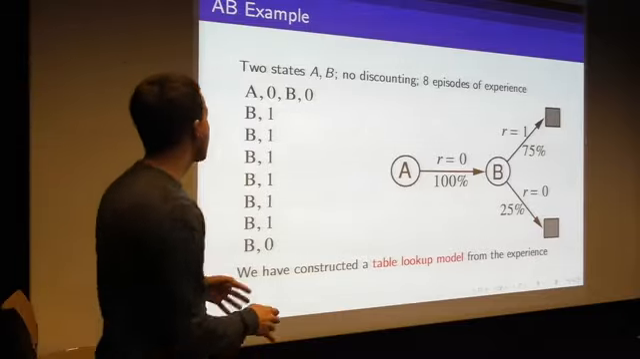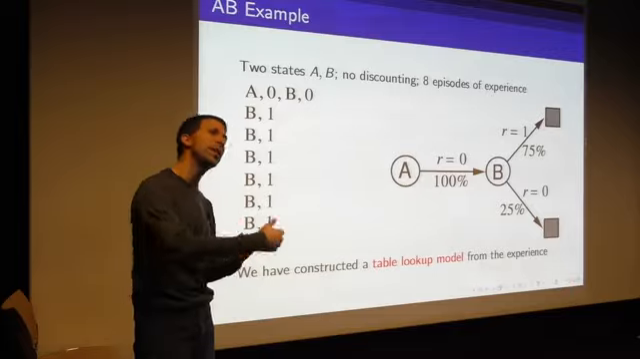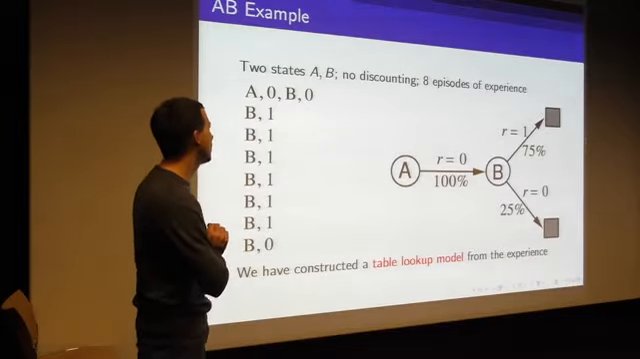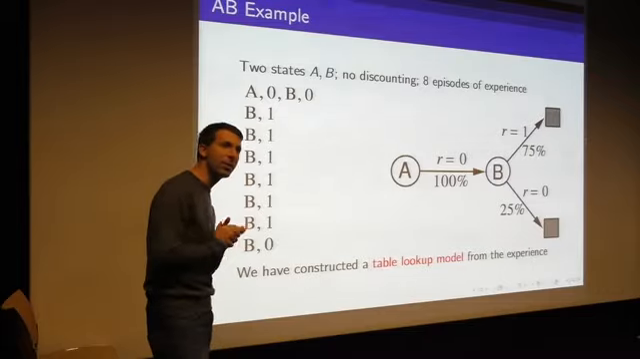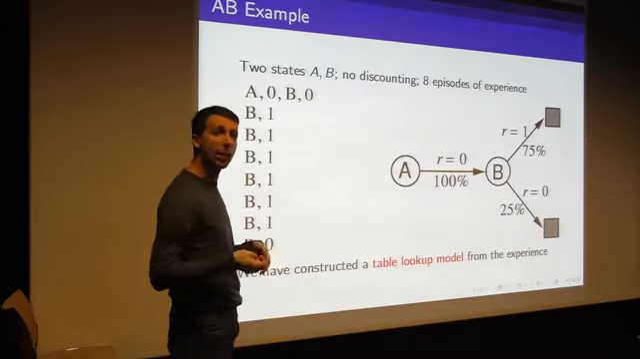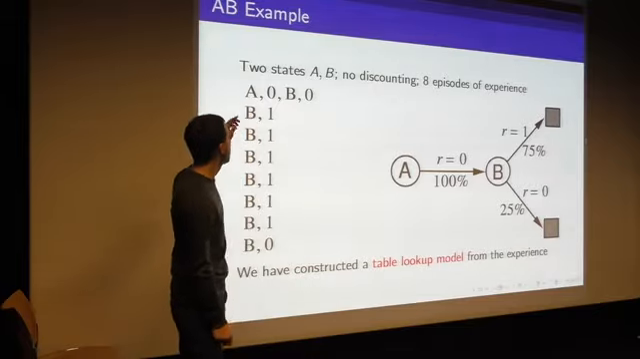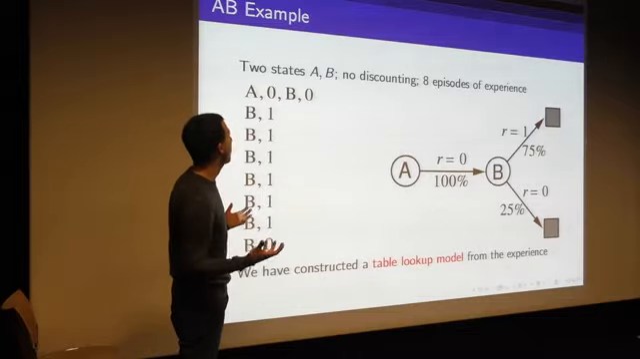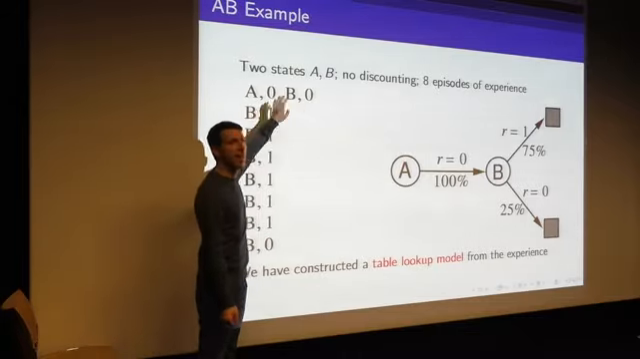Okay, let's make this concrete. So we've had this example once before, but I'm going to take it just one step further in this class now. So we had this really simple A-B example when we were talking about understanding temporal difference learning. So we're going to use it for a different purpose here, which is we're going to do model learning. Just to remind you of this problem, we've basically got two states with no discounting, and we just see these episodes of experience from state A and state B.